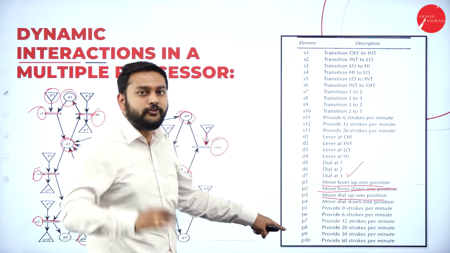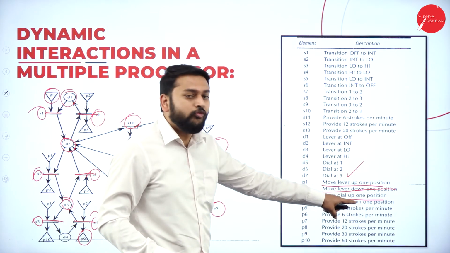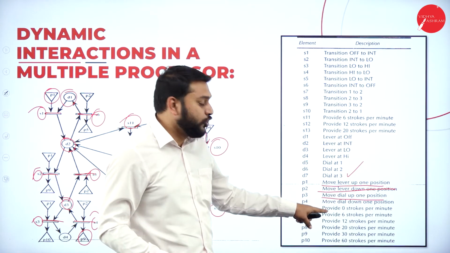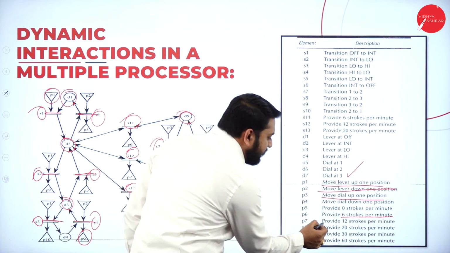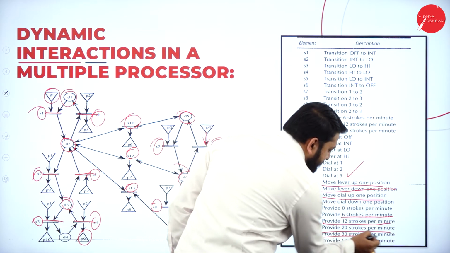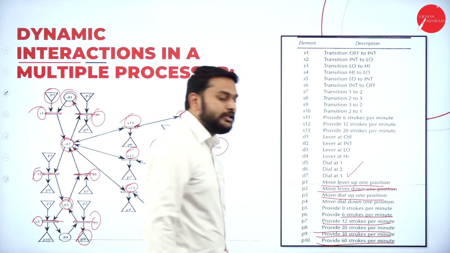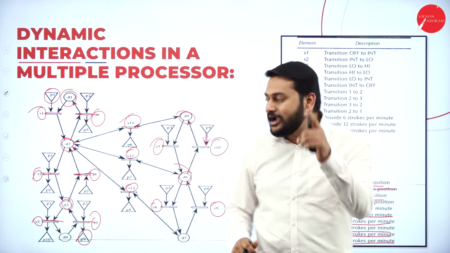Let me just read it for all of you. P4 in the sense what? Move the dial down one position. P6 in the sense provide 6 strokes per minute. P7 in the sense 12 strokes. P8 in the sense 20 strokes. P9 in the sense 30 strokes. P10 in the sense 60 strokes per minute. So this is the input that you are giving.